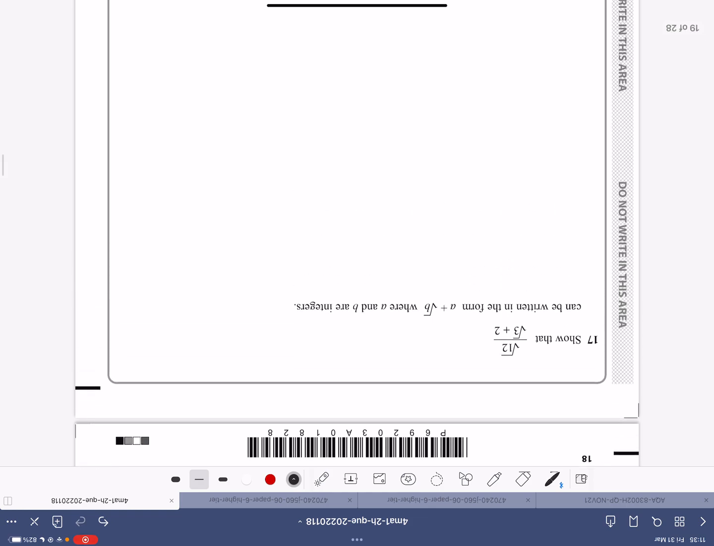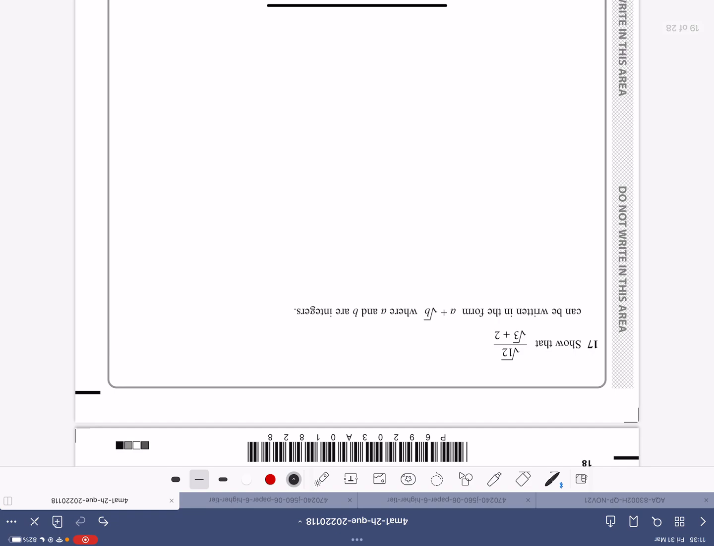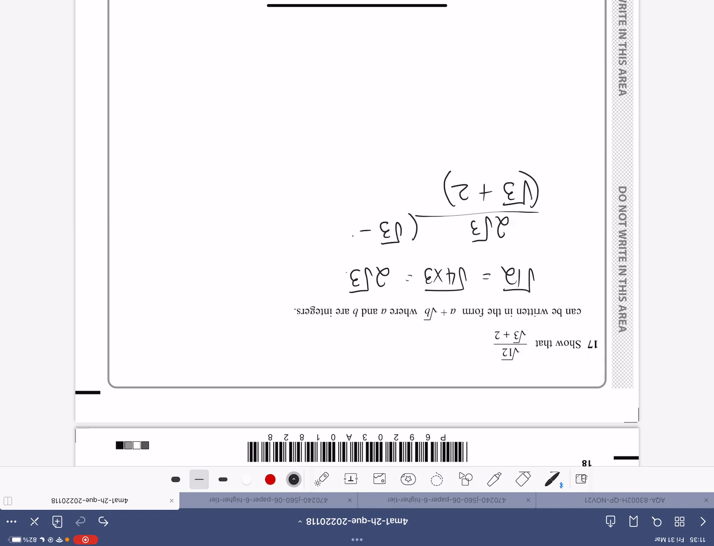17. Show that the square root of 12 divided by the square root of 3 plus 2 can be written in this form. The square root of 12 is the square root of 4 times 3, so that's 2 root 3. Okay, so we've got 2 root 3 divided by root 3 plus 2. And what we do is we multiply top and bottom by the number in the denominator with a change of sign. The root 3 and the whole number with a change of sign.